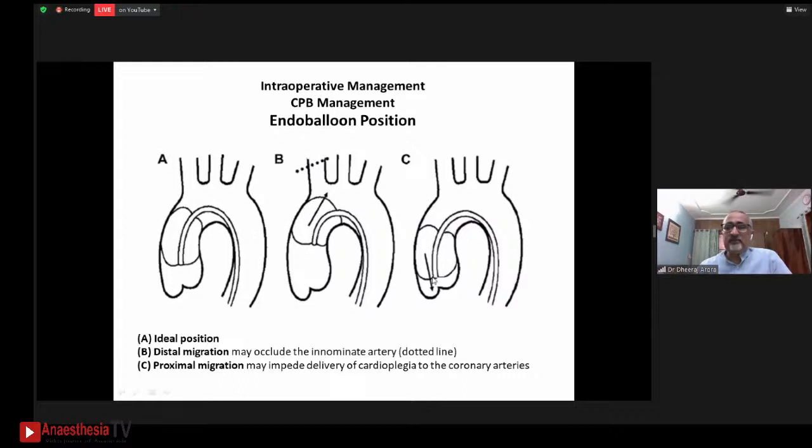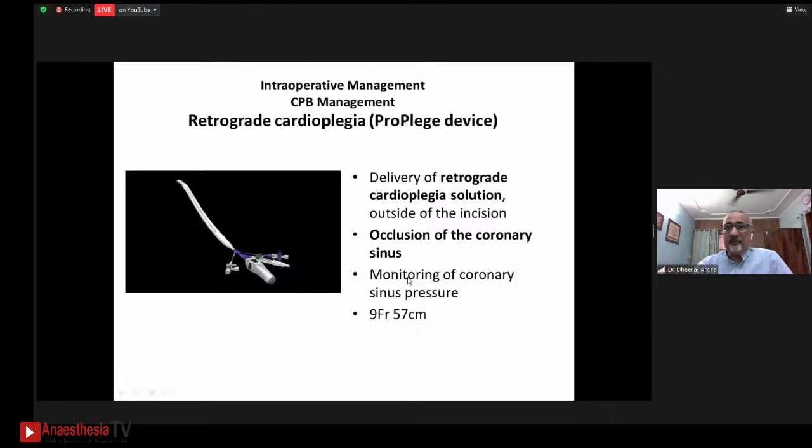And if there is a proximal migration, the cardioplegia will not be delivered properly. So this requires the attention of the anesthesiologist, because we have to monitor the position of the cannula as well as the pressures of the endoballoon. Another important thing, which is retrograde cardioplegia, is also not routinely used in our institute.